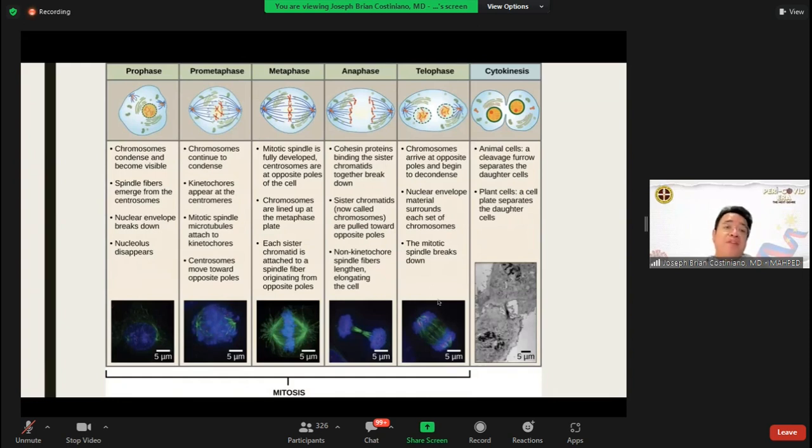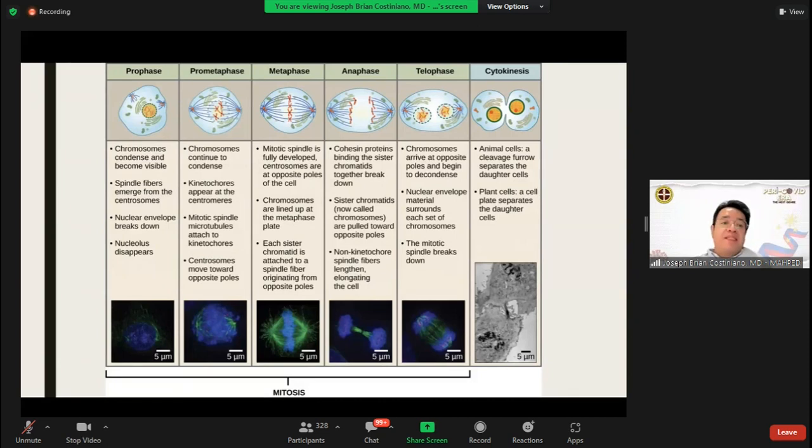Kung prophase, yan yung first phase natin, the chromosomes begin to condense and will become visible. And take note, spindle fibers. Spindle fibers will emerge, no, from your centrosomes. But your mitotic spindle microtubules will be fully developed, no? Fully developed in the metaphase. So tama po yung mga sagot natin kanina. Na pag mitotic spindle na po ang pinag-usapan natin, then that is in the metaphase.